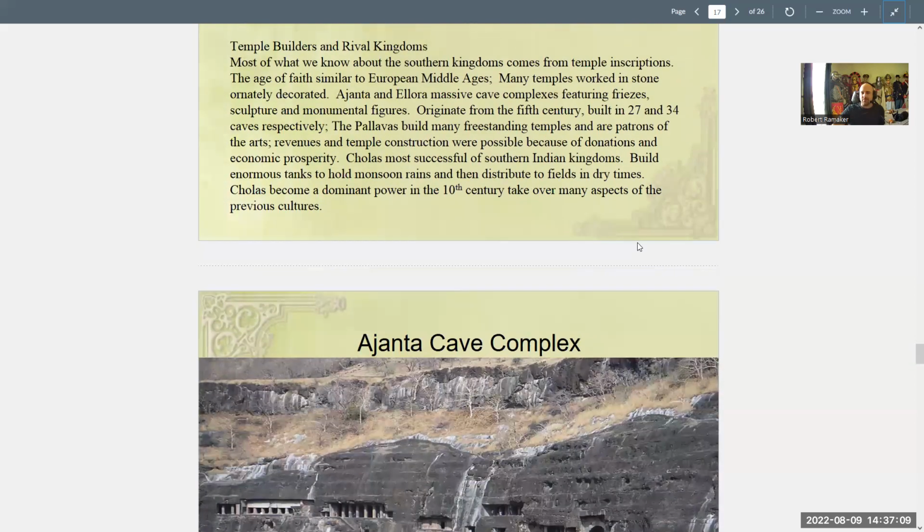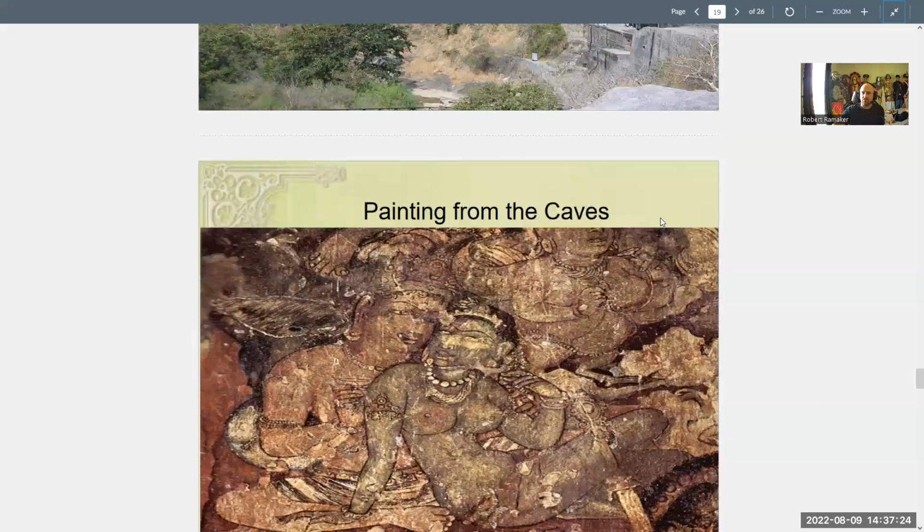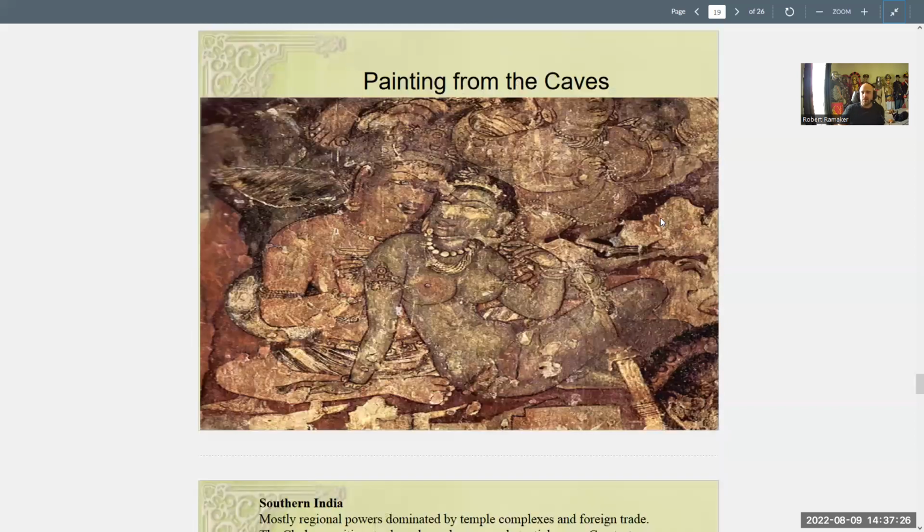But they had these massive cave complexes that were constructed for religious purposes. The Ajanta complex you can see here is one of these. And there were typically figurines, religious centers, housing for priests, that kind of thing. And they were usually just built straight into the countryside. Here you can see examples of some of the cave paintings.